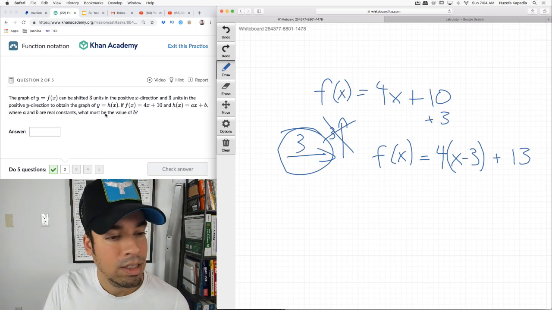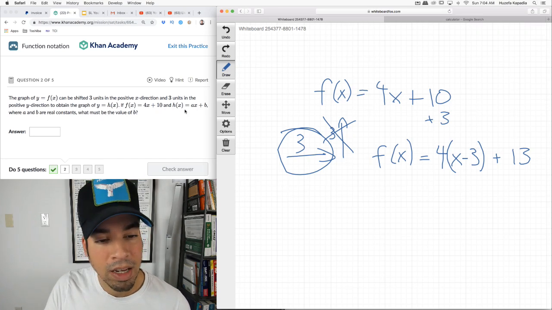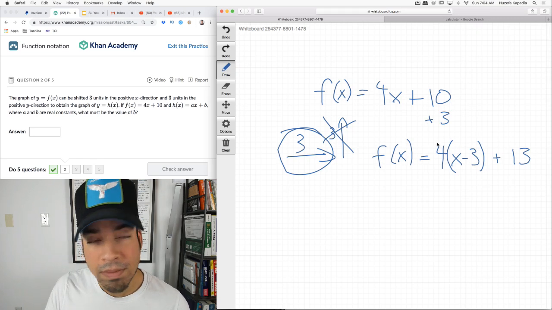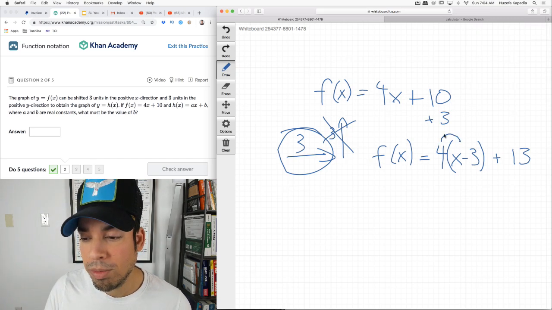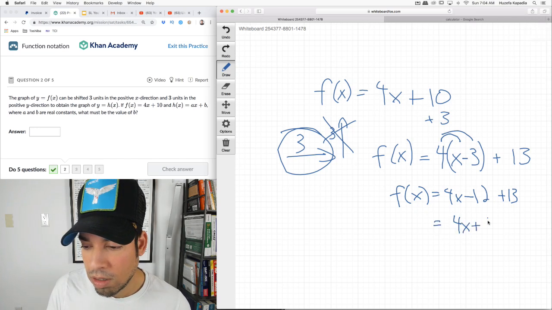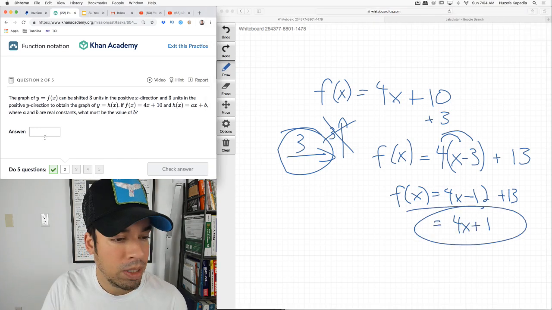But then they say, what must the value of b be? And they're putting it in this format, ax plus b. That's not the format right now. What we have to do then is distribute. So f of x equals 4x minus 12 plus 13. Negative 12 and 13 give us 1. So boom, my value of b is 1.